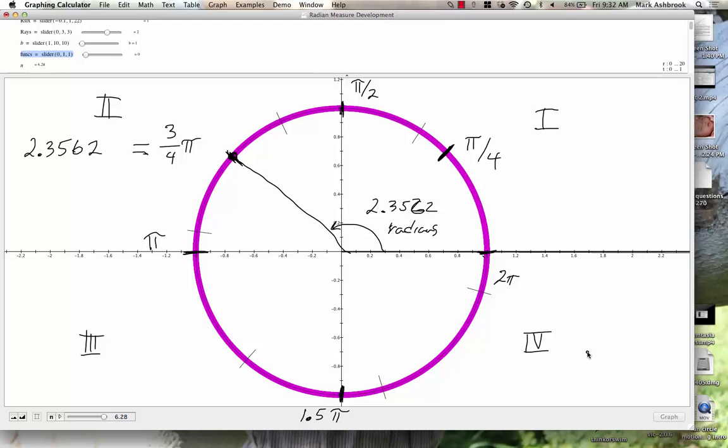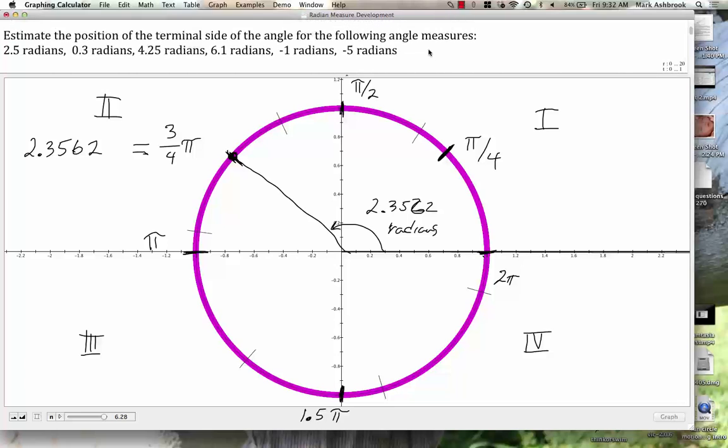Okay, so I want you to sketch, find the position of the terminal side of the angle for the following angle measures. 2.5 radians, 0.3 radians, 4.25, 6.1, -1, and -5 radians. A negative angle measure means that you start from the same place, but you sweep clockwise. So you're going the opposite direction. You sweep clockwise for a negative angle. So sketch all these angles.